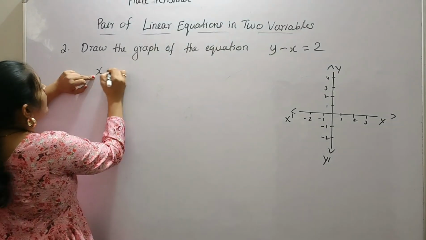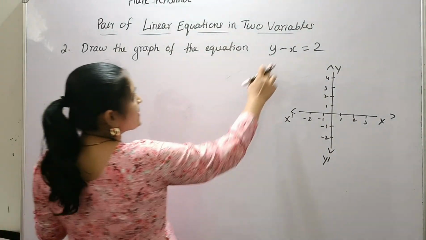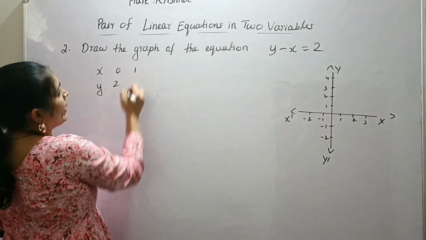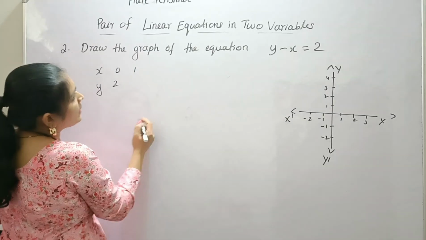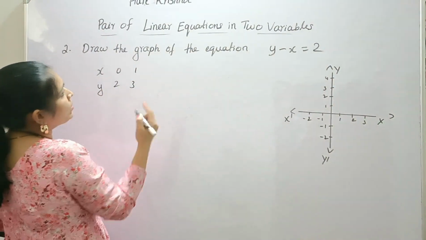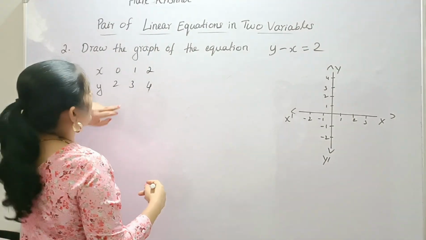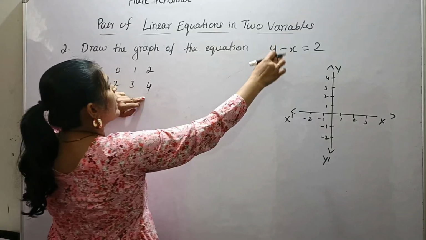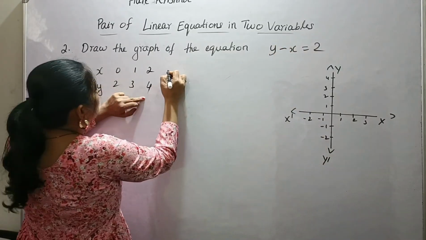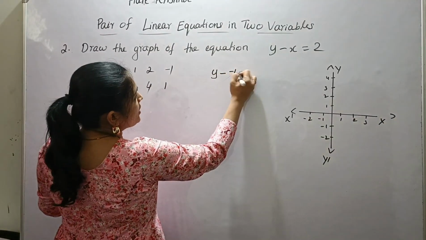Suppose x is equal to 0, what is y? When x is equal to 0, y is equal to 2, right? Substitute x is equal to 1, y is equal to 3. Put x is equal to 2, y is equal to 4. And when x is equal to minus 1, y minus minus 1 is equal to 2.